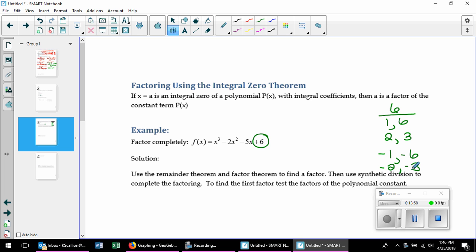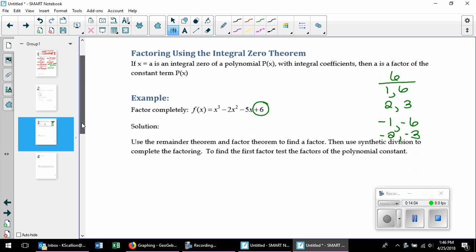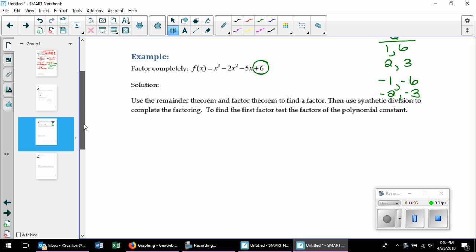I would always recommend start with 1. Sometimes it works, sometimes it doesn't. All right. So I'm starting with +1. So f of +1. If I put 1 in there, that's going to be 1 minus 2 minus 5, so that's 7, that's 6. Does it work? Yes. +1. -7. +6. Okay, that works.